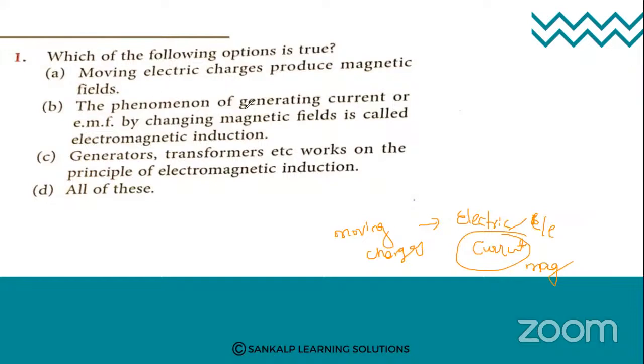The second one says the phenomenon of generating current or EMF by changing magnetic field is called electromagnetic induction. I just told you the EMI, electromagnetic induction definition. It is nothing but the phenomenon of generating current by changing the magnetic field or magnetic flux, as they sometimes give. Next, generators and transformers work on the principle of electromagnetic induction. You learned this in 10th, you may remember. So all the statements are true here.